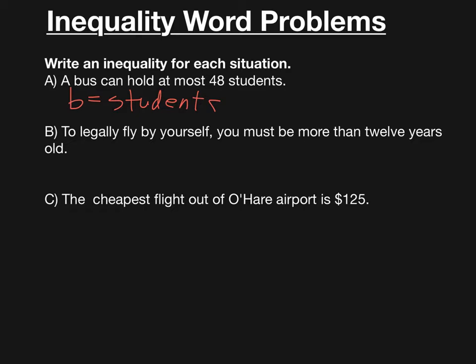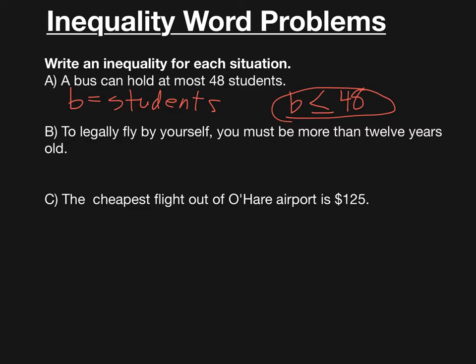So now we have B, and we're comparing B to 48, right? Now B isn't going to be equal to 48, or it's not going to be just equal to 48, right? Because you could have 2 students on the bus. You could have 10 students on the bus. But we know that we can't have more than 48. So B is less than 48, and since it says at most, it includes 48. We could go up to 48 students. We just can't go any higher than that. So our answer is B is less than or equal to 48.